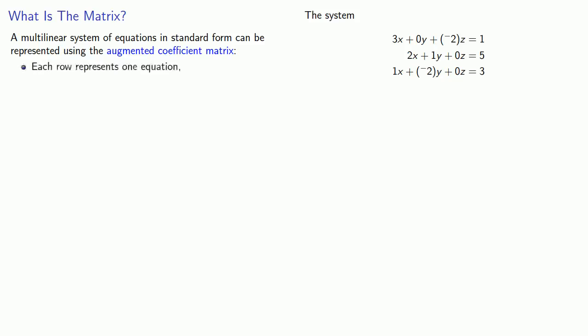So what is the matrix? There's many different answers to this question, but we'll start with this one. A multilinear system of equations in standard form can be represented using an augmented coefficient matrix. Each row of the matrix is going to represent one equation, where the entries of the row are the variable coefficients in order, followed by the constant.